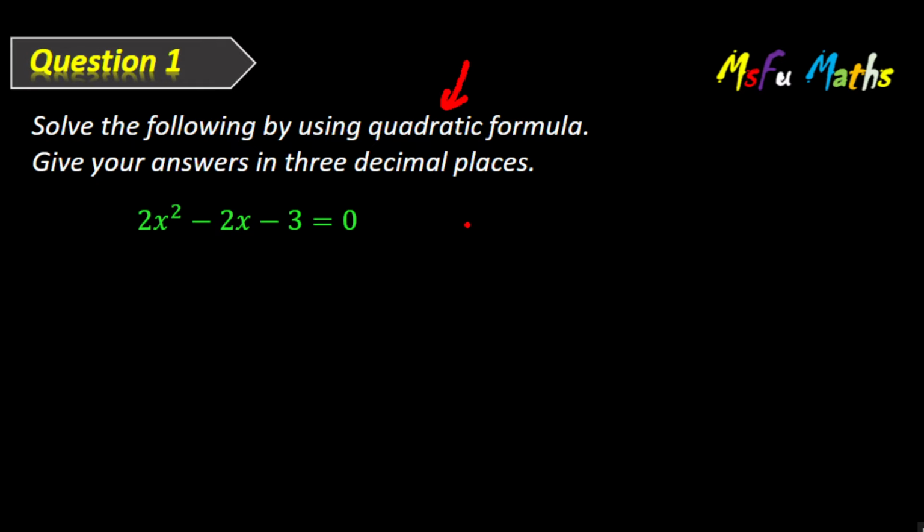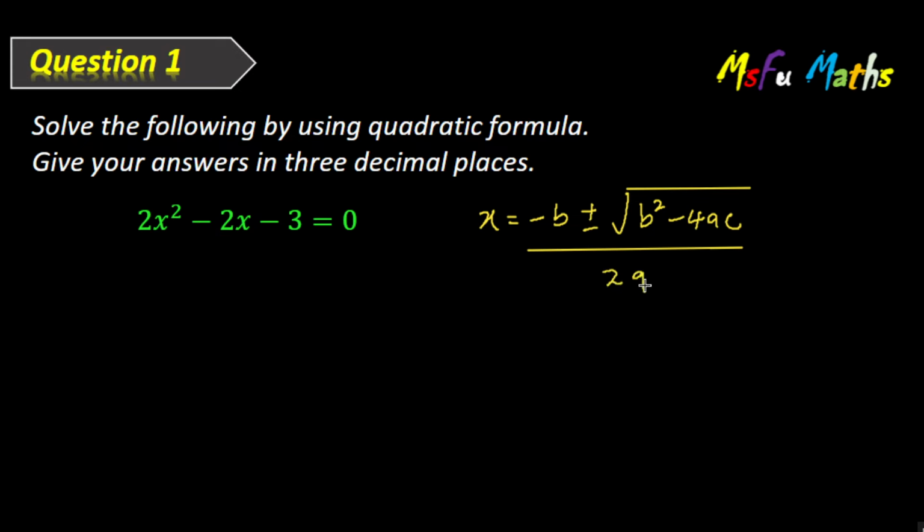We know that the formula of a quadratic equation is x equals negative b plus minus square root of b squared minus 4ac over 2a, right? So therefore we have to get our general form first.